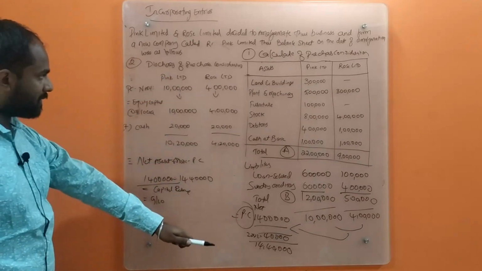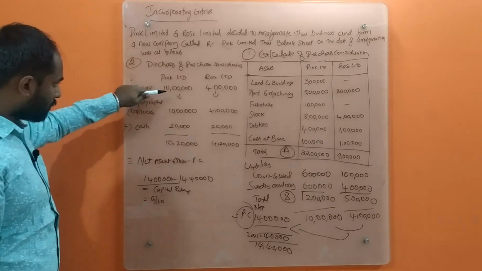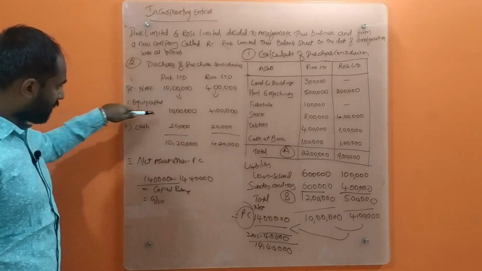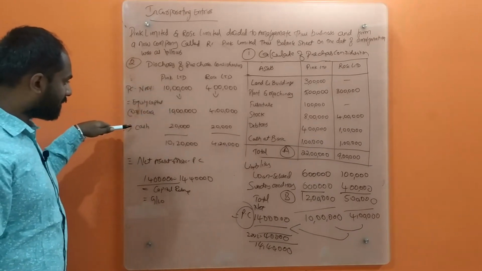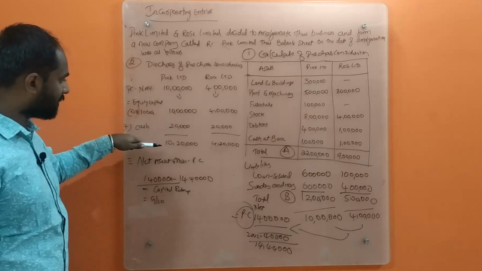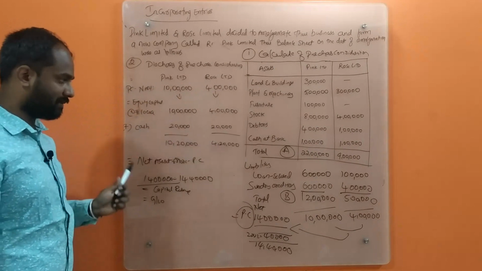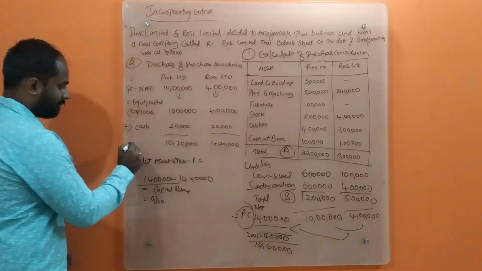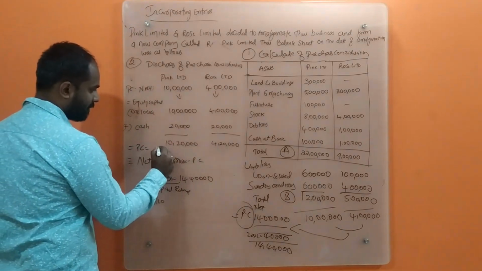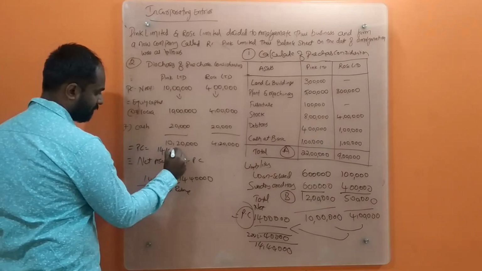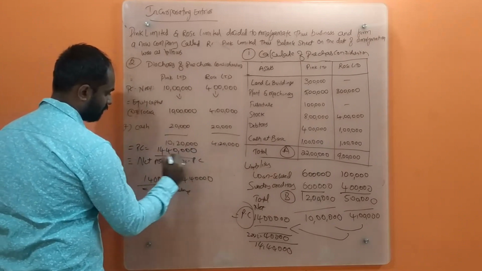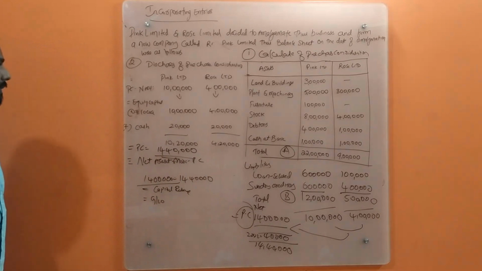This is the calculation of purchase consideration. This is how it is discharged. So total of 10 lakh is discharged exactly with equity shares, then additionally plus cash 20,000. So total PC is 10 lakh 20,000 for Pink Limited, Rose Limited 4 lakh 20,000. So total PC is paid 14 lakh 40,000. Okay.